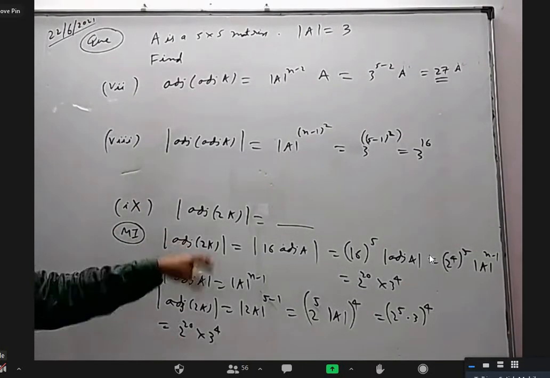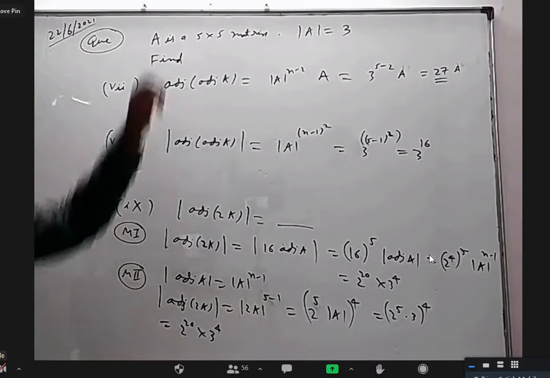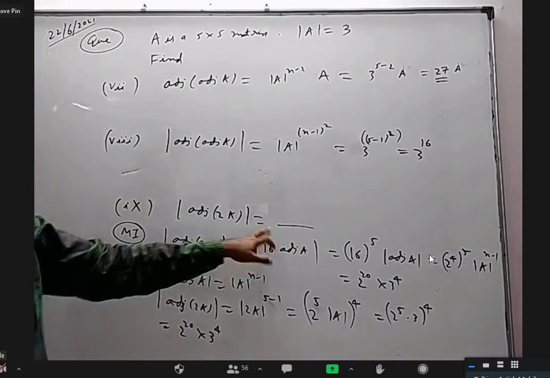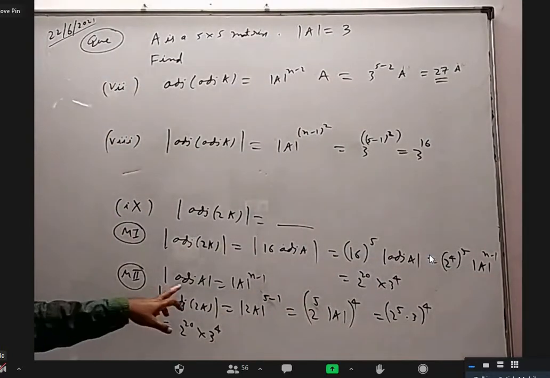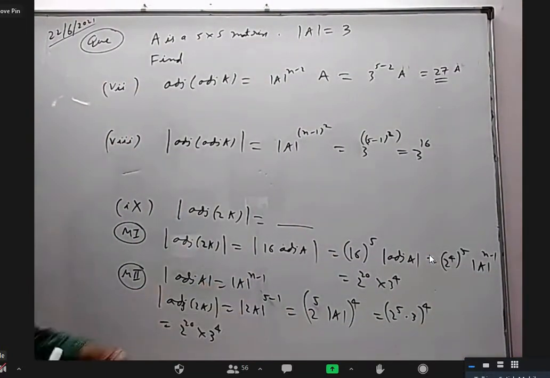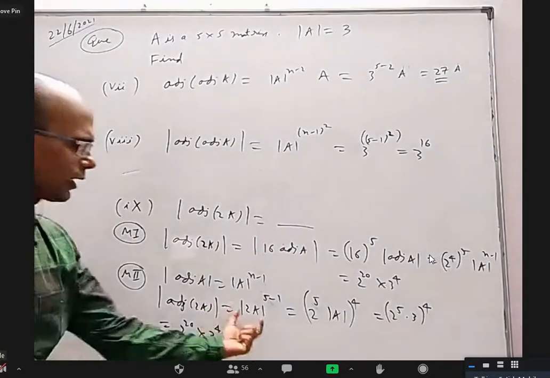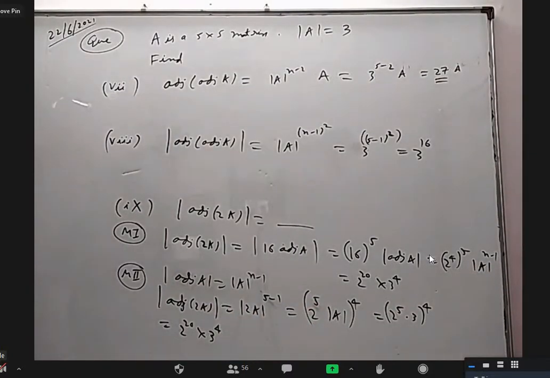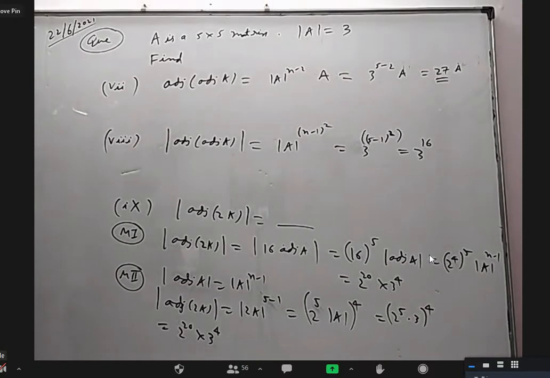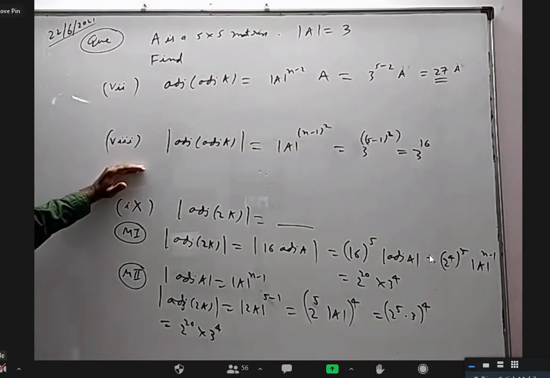That is, adjoint 2A is already 16 adjoint A, with K power n minus 1 into adjoint A. You can do that way. Or directly, det of adjoint A is det A power n minus 1. Wherever A is there, write 2A. And det of KA is K power n into det A. I think at least up to the 8th one, everybody is clear, right?